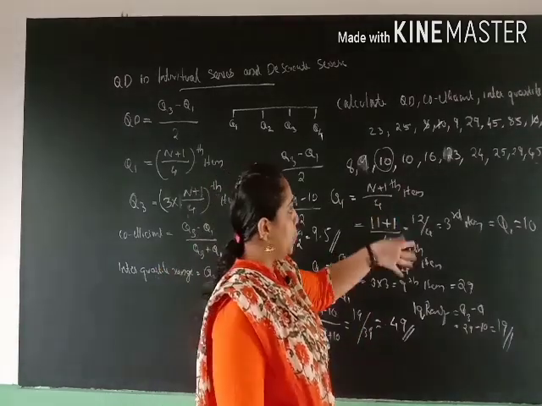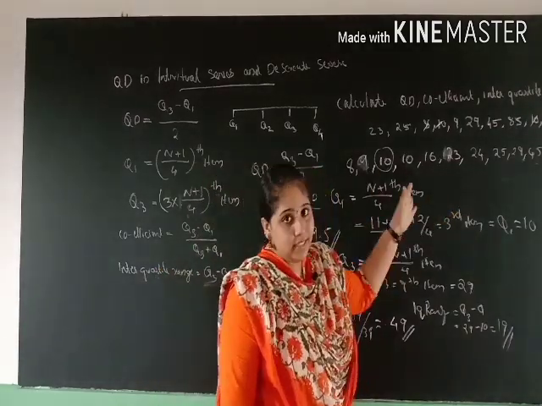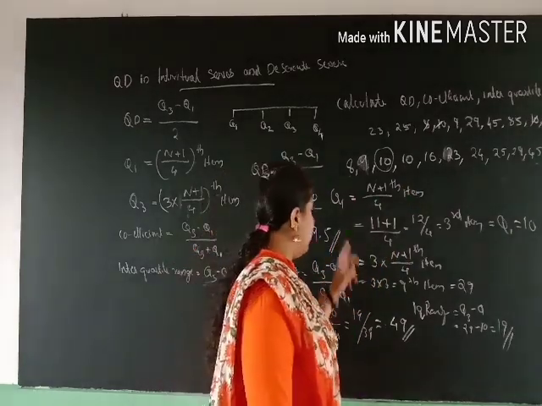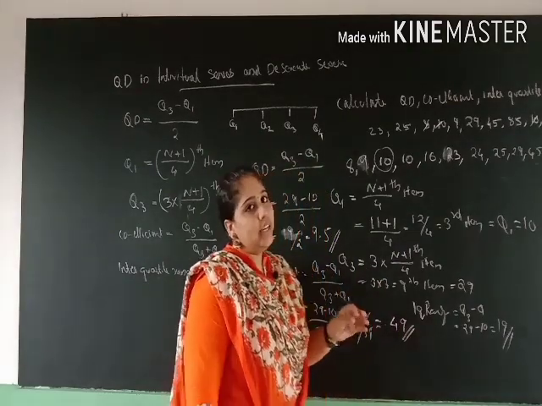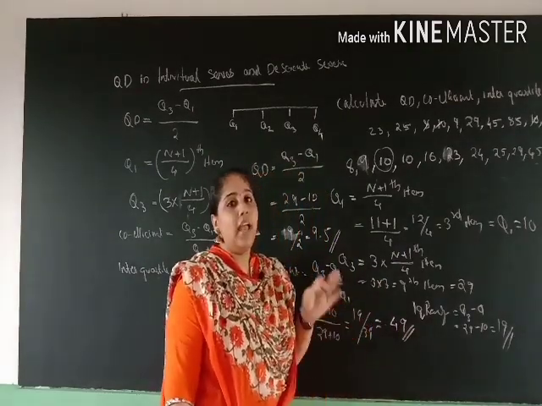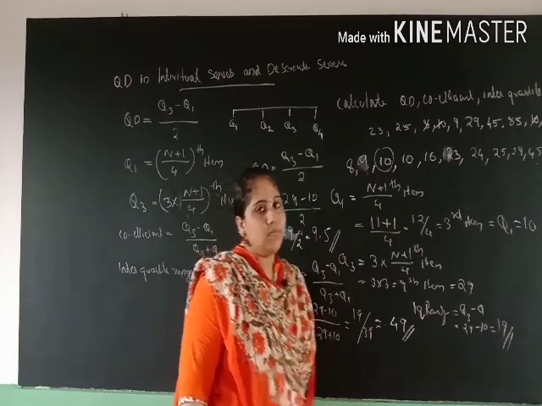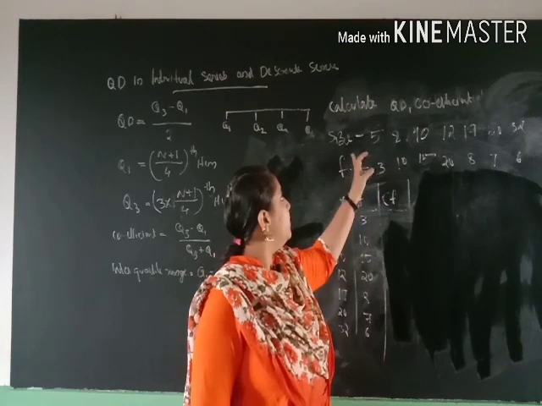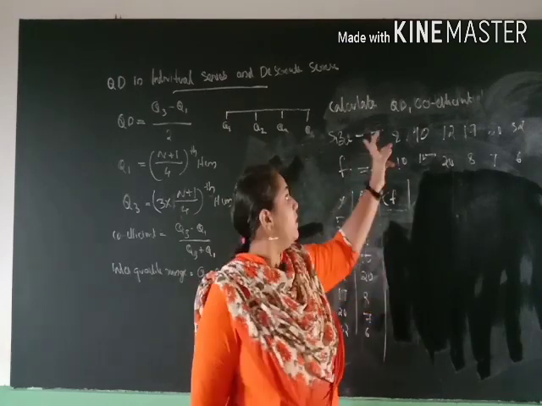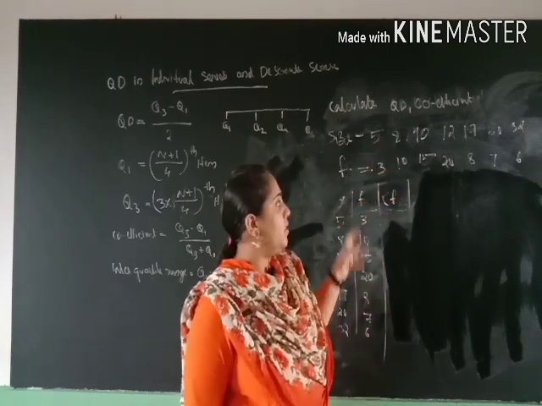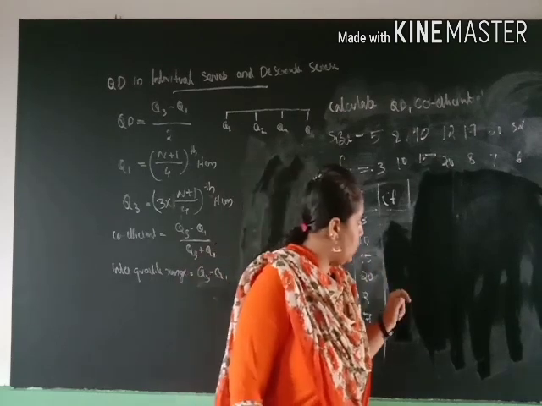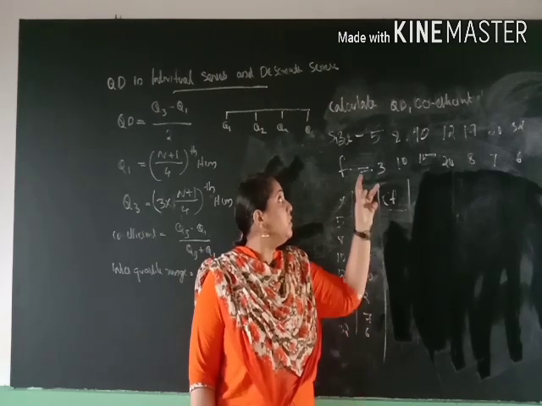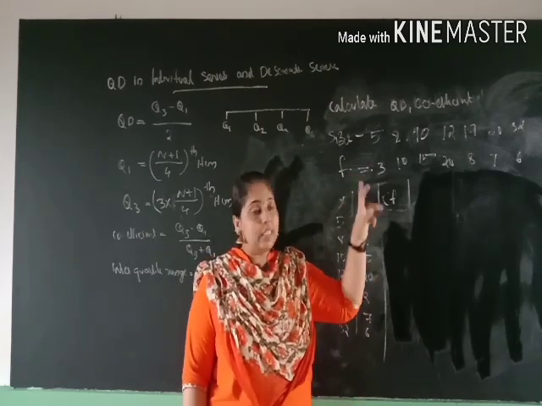First of all, we want to arrange the observation in ascending order. Then we want to calculate Q1, then Q3. After calculating Q1 and Q3, we can calculate quartile deviation, coefficient and interquartile range. So next we can discuss another problem. We have size and frequency. Sizes are 5, 8, 10, 12, 19, 20, 32. Frequencies are 3, 10, 15, 20, 8, 7, 6. We can understand that this is a discrete series.